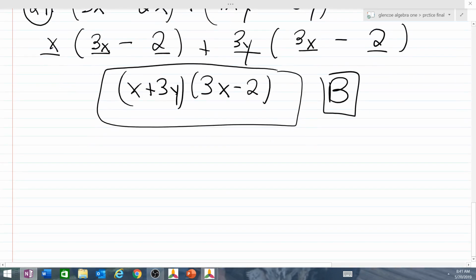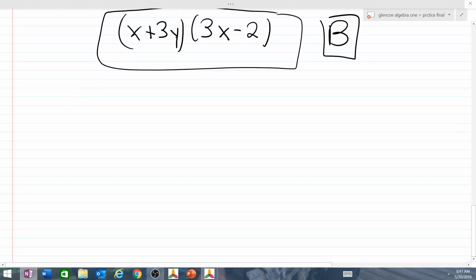Page 4. Page 5, 30 through 32. I had one on page 4. I'm so sorry. Can I do 28, please?